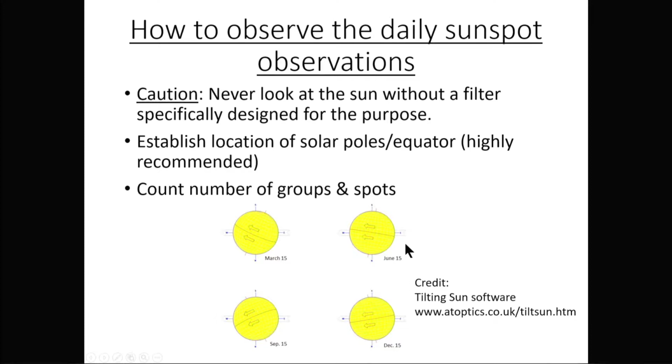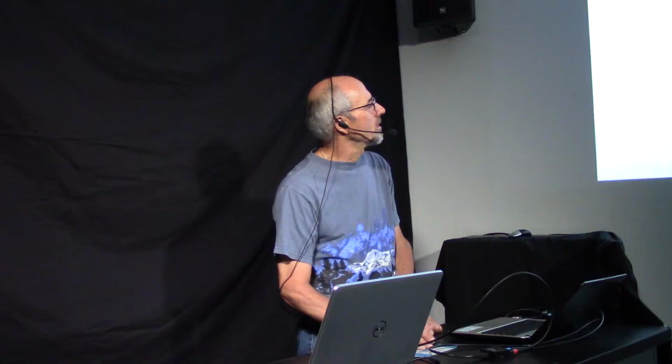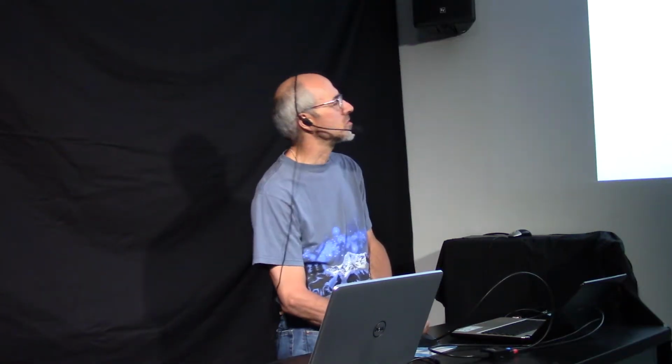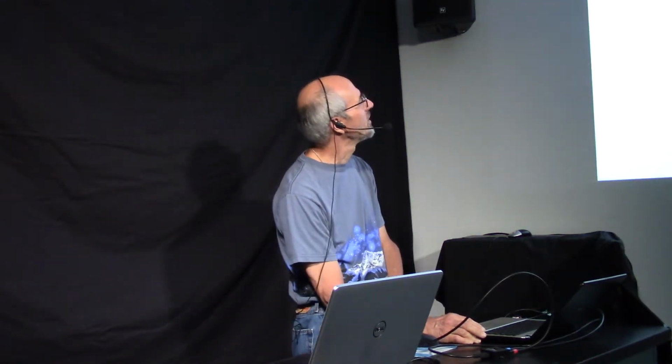Anyway, find out the orientation of the sun. The diagram here just illustrates different orientations at different times of year. So that's why you really need to plot this projection and find out which way the equator is oriented. But other than that, you simply count the number of groups and spots. That may be pretty easy right now, as I mentioned. If you see 0, it's 0. So it's fairly easy to get started right about now.